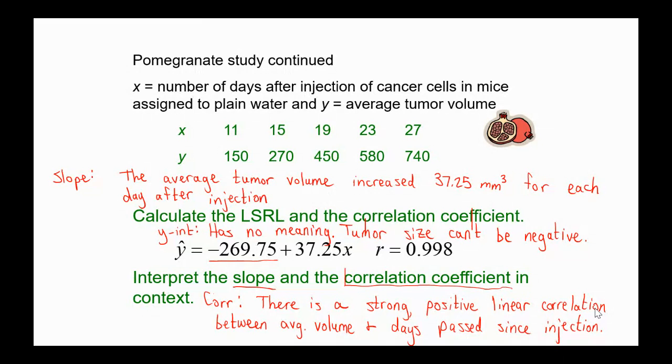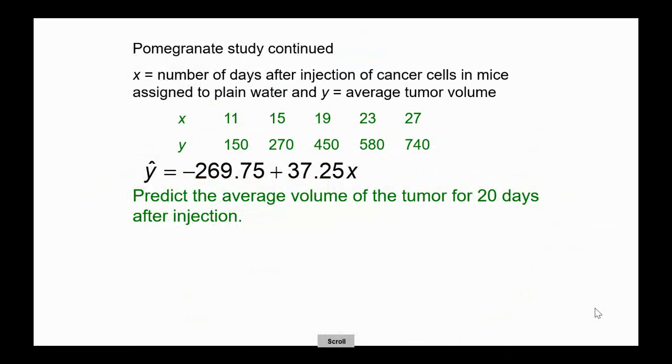So the Y-intercept has no meaning because tumor size cannot be negative. Okay, I think we've done all the damage we can do with this slide. Now they ask us to predict the average volume of the tumor for 20 days after the injection.